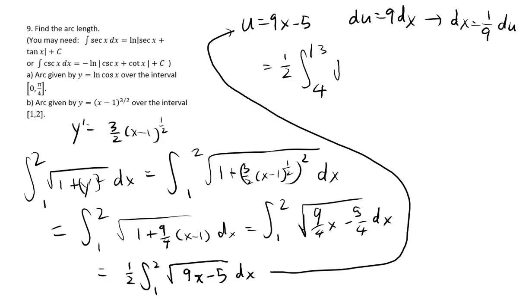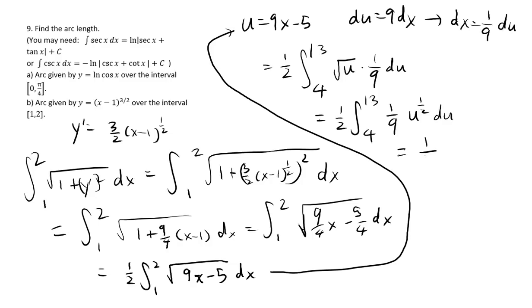And then square root of u. The entire thing inside the square root is now called u. And then dx is 1/9 du. And that's equal to 1/2 integral of 4 through 13, and it's 1/9 times u to the 1/2 power. Okay, 1/2 times 1/9 is 1/18. And then the way you integrate this is you add 1 to the exponent, which is 3/2, and put the reciprocal, which is 2/3. And you have to plug in 13 and 4.